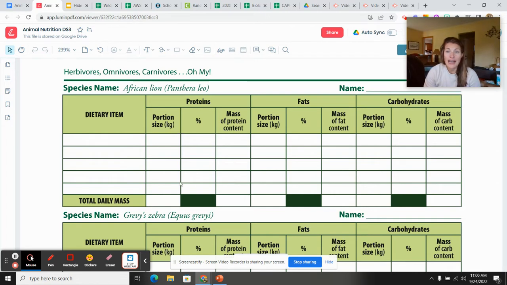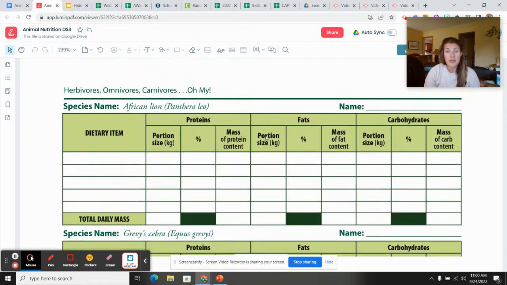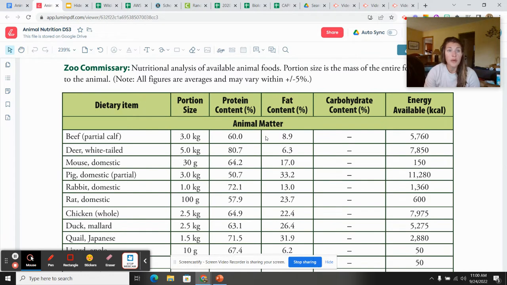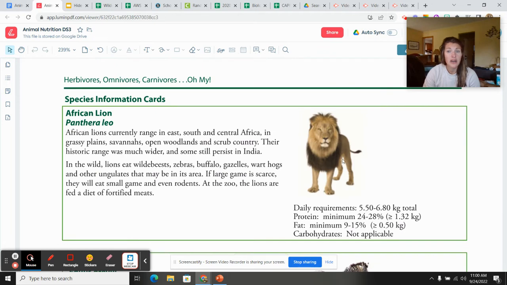So, for example, if I have an African lion, I figured out already, oh, and it erased itself, that they need between 5.5 and 6.8 kilograms of food, and these are their minimums. On the next page, we have a list that is the zoo commissary. This is a nutritional analysis of all the different foods that are available at the zoo to actually feed the animals. And we also have some dietary requirements here as well. So, for this African lion, they need between 5.5 and 6.8 kilograms of food. A minimum of 24 to 28% of that needs to be protein. That's a minimum, so that's 1.32 kilograms. Fat minimum is going to be 0.5 kilogram, and carbs, they don't need carbs.